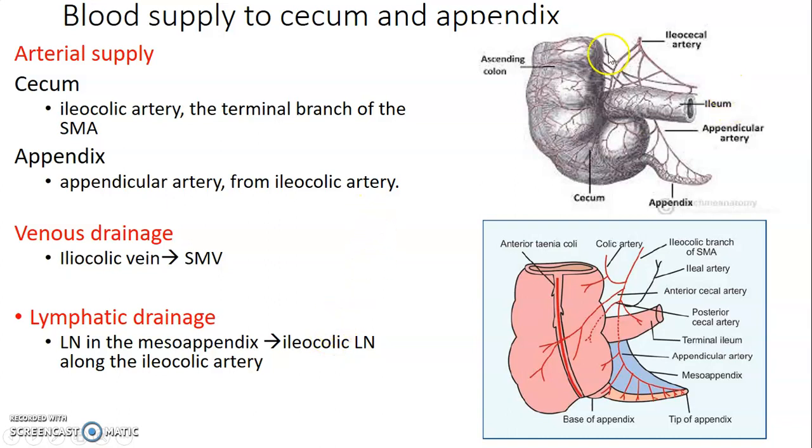So this just shows you the appendicular artery from the ileocolic artery. You can see the ileocolic artery going to supply the cecum. You can appreciate the ileocolic here, giving branches to the cecum anteriorly and posteriorly, and from the mesoappendix you can see your appendicular artery. You have to remember that the appendicular artery is in the mesoappendix, so that during surgery you have to identify the mesoappendix so that you do not cut the appendicular artery.